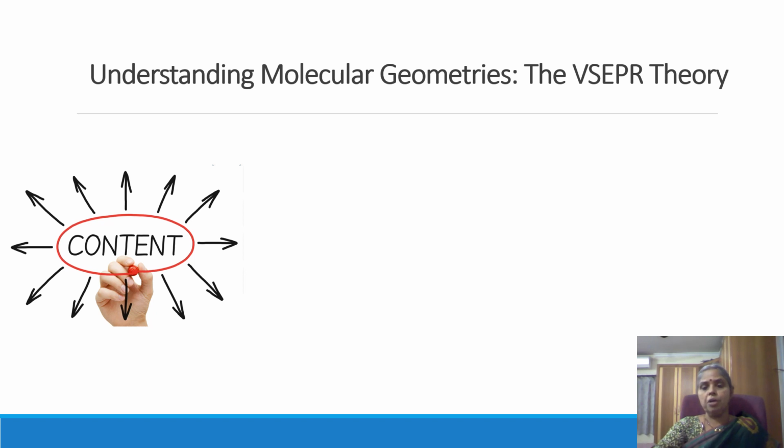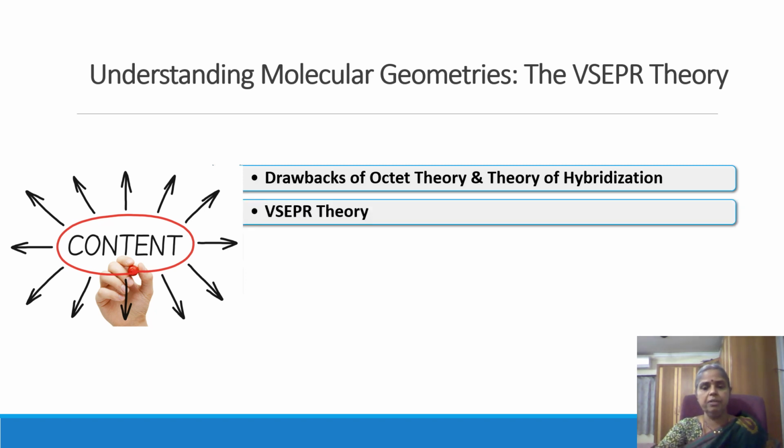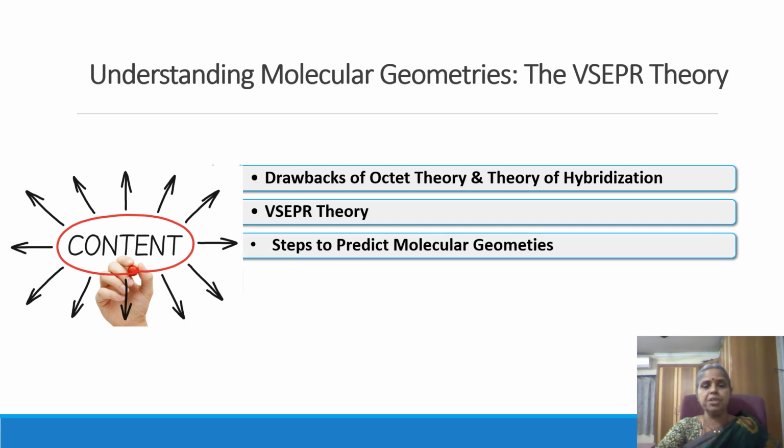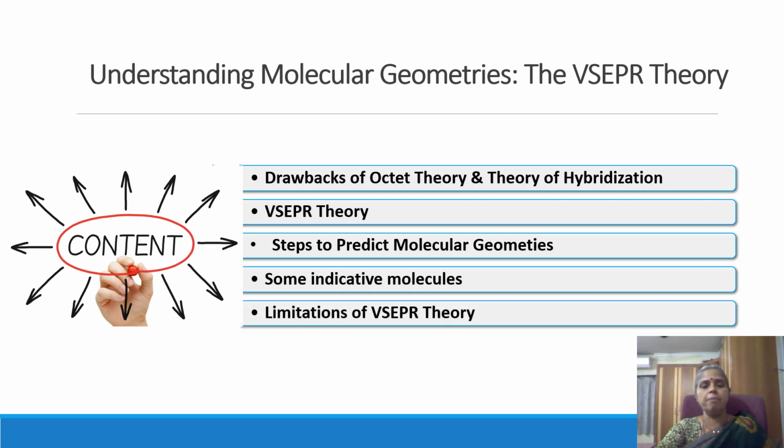Understanding molecular geometries, the VSEPR theory. The contents of this chapter are drawbacks of octet theory and theory of hybridization, introduction to VSEPR theory, steps to predict molecular geometries, some indicative examples, and finally limitations of VSEPR theory.